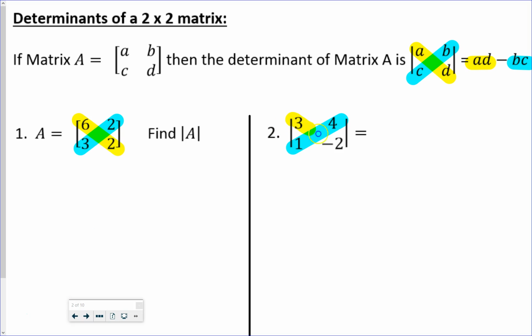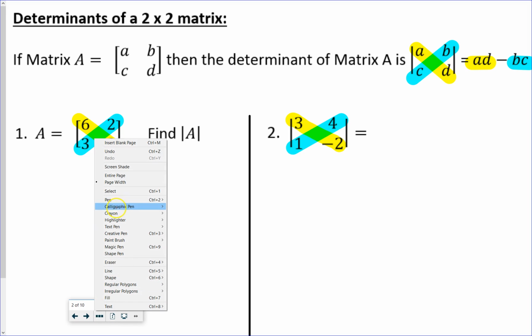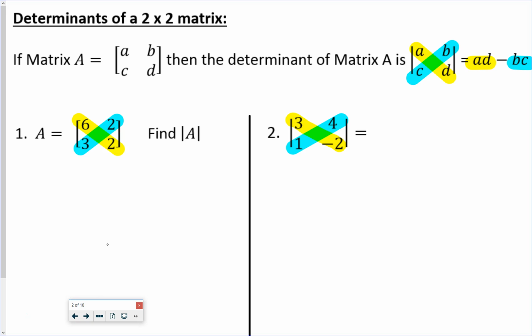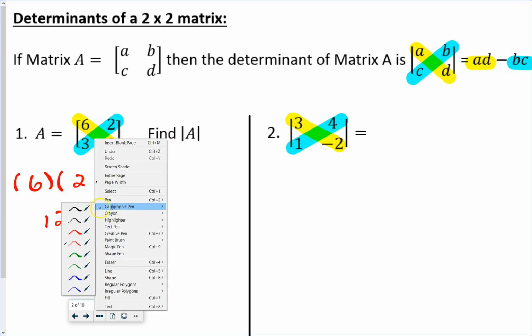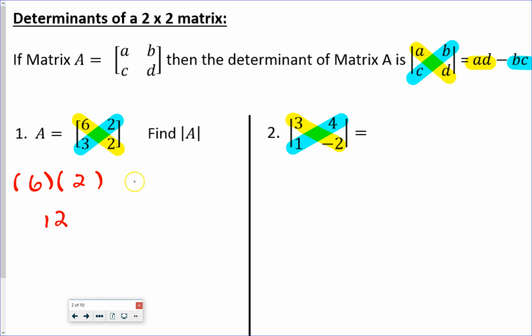get my highlighter going for my visual friends. Go ahead and get your colored pencils and such, or highlighters. Okay? To set this one up, I'm going to do my A times my D, which is going to be what? What's A? A is 6, D is 2, which will give me 12, right? And then my B times my C is 2 times 3, which is 6. Okay, we always subtract them. So what is 12 minus 6? It is 6. So the determinant of this matrix A is equal to 6.